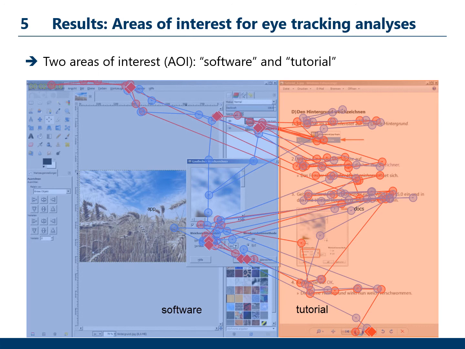For the analysis of eye tracking measures, we created a reference image for each task in each condition. Two areas of interest were defined to analyze the time subjects spent reading the tutorial and the time they spent working with the software. The two AOIs were also used to analyze how often subjects switched attention between tutorial and software. In the scan path representation shown here, attention switches are indicated by the saccades, visualized as straight lines crossing AOI boundaries.